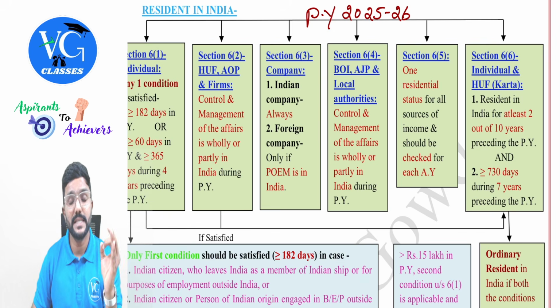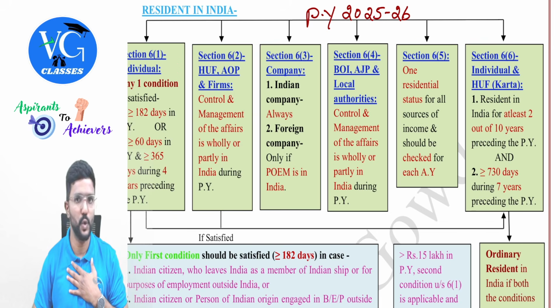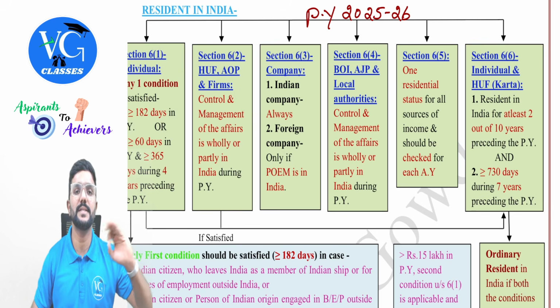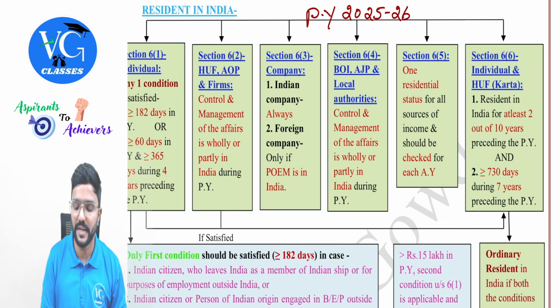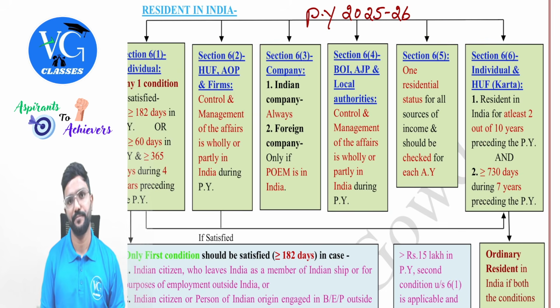And the residential status has to be checked for each and every year separately, which means once I become resident, is it like I am resident forever? No. We need to determine the residential status for each and every year separately for each category of person. That is what is given in section 6(5). Is that clear, guys? Yes.